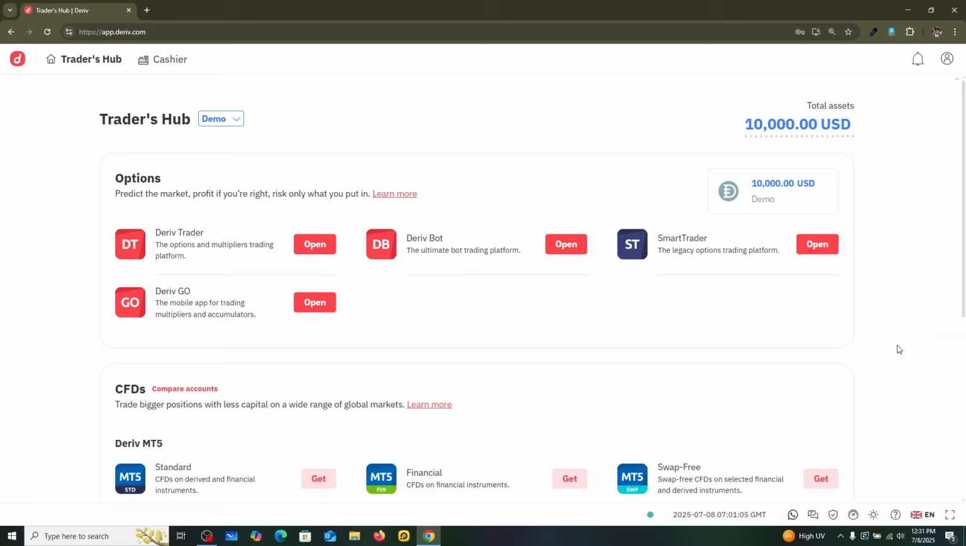Alright, so in this video I'm going to explain another new method called higher and lower. Once you are in the Traders Hub, you can come to this dashboard by clicking the Traders Hub button here in the top left corner, and then you have to select Deriv Trader and click Open.